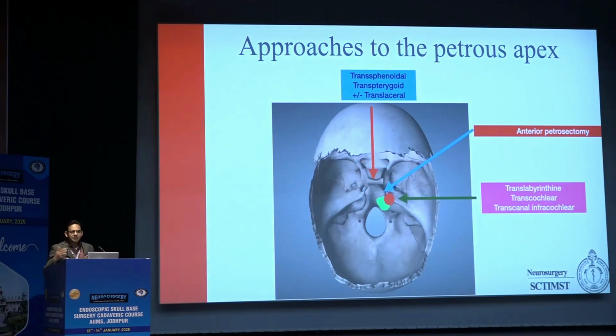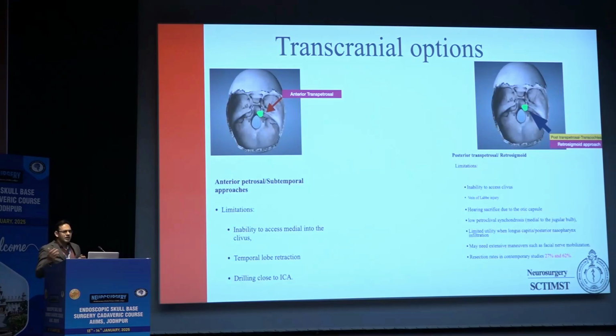So there are many approaches to the petrous apex. You have the anterior approach, the approach through the anterior petrosectomy, or the translabyrinthine approach, and they have their own advantages and disadvantages. When we come through an anterior transpetrosal approach, there is a certain amount of limitation in getting to the middlemost aspect of the clivus. And when we come through the posterior transpetrosal approach, there is a certain amount of risk to hearing, and in the end, the resection rates remain very limited.